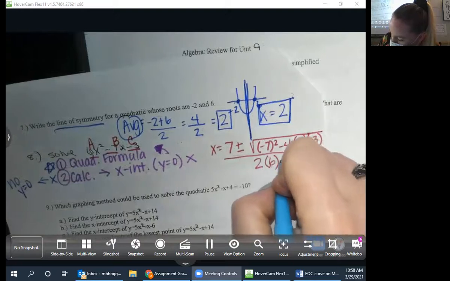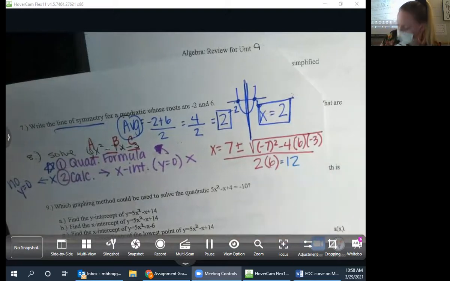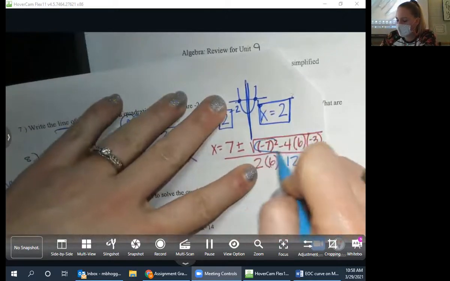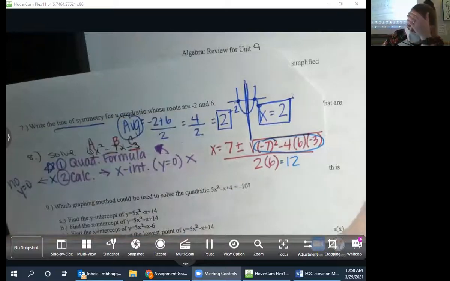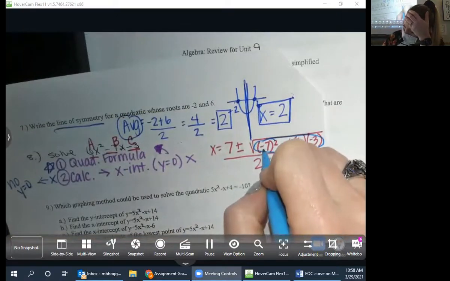What is 2 times 6? Let's just do that real quick. 12. Okay, the bottom is 12. So now we need to solve the top. We've got to solve the inside.